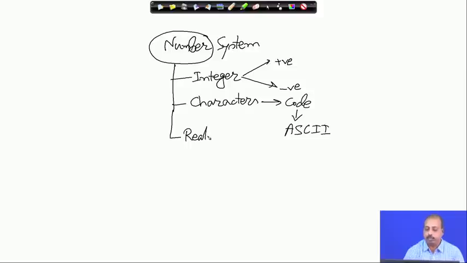Real numbers have two parts: one is the integer part and the other is the fractional part. This is known from our school days, from the numbers we handled in our mathematics classes. So, these are the things that we need to represent inside a computer. Now, how are we going to do that? That is another issue.